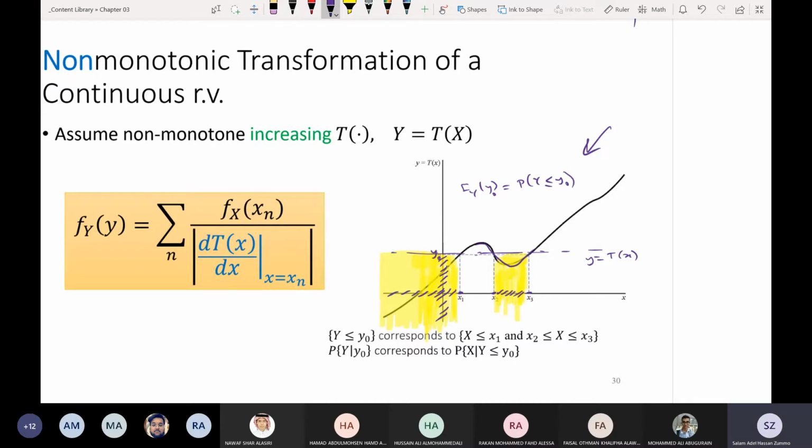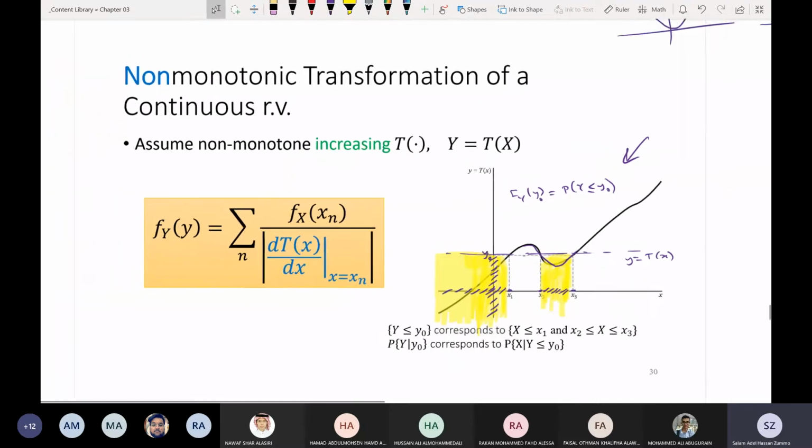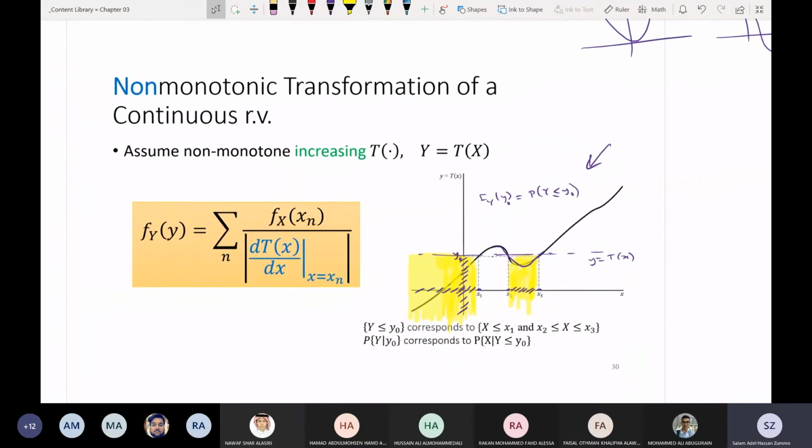Okay? Now, if we go through the same process that we have done before and we differentiate, we will find, we will not go through this here, we'll find that fy of y equals the summation over the n zeros of y equal t of x. We sum over the n zeros.